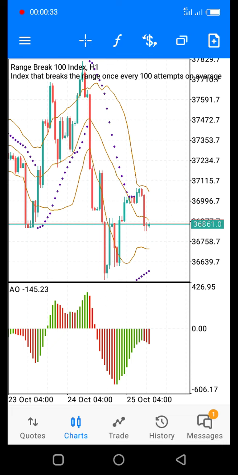Sometimes you go to different platforms and people will say V100 is difficult to trade, V10 is difficult to trade, Volatility 50 is difficult to trade, Boom and Crash is difficult to trade. No, no. This particular strategy, the Parabolic strategy, trades all the assets.